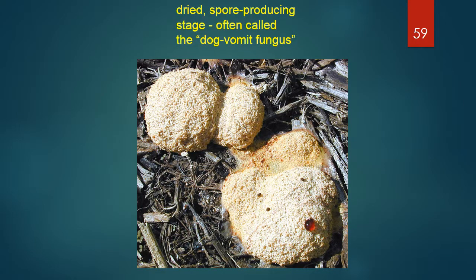So this is what it looks like when it's dried and starting to produce spores. A lot of times it's called dog vomit fungus. That's always a pleasant name. But that's what it looks like. If you've seen that kind of yellowish dried up stuff on your mulch, that's what you have. So that completes our unit on protists.